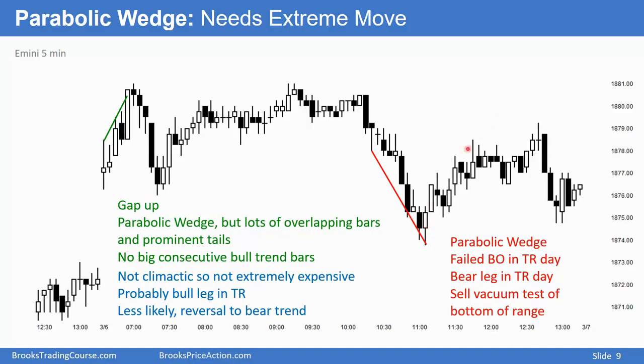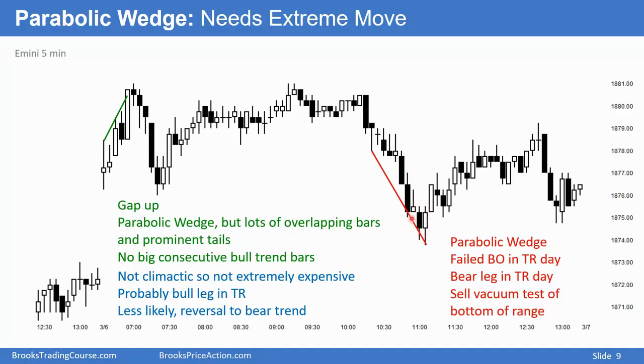Couple legs up, 1, pullback, 2. This was simply a sell vacuum test of the bottom of a trading range, and we got a failed breakout below the range. I call this a double bottom, this low and that low, even though they're not at the same level. The market tried to reverse here. This is so strong, probably at least 1 more leg down. We got 1 more leg down.